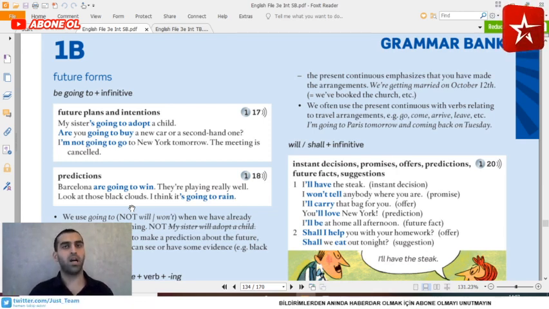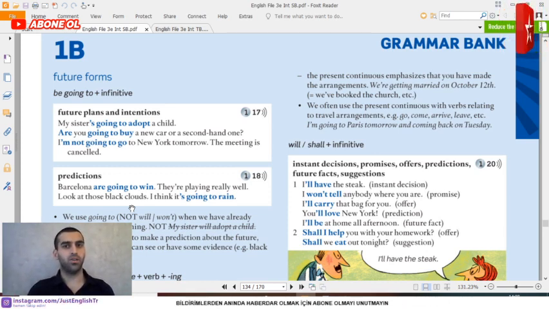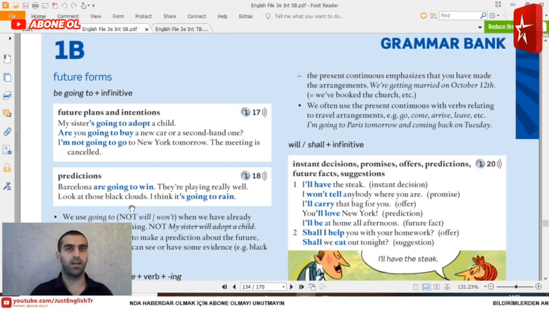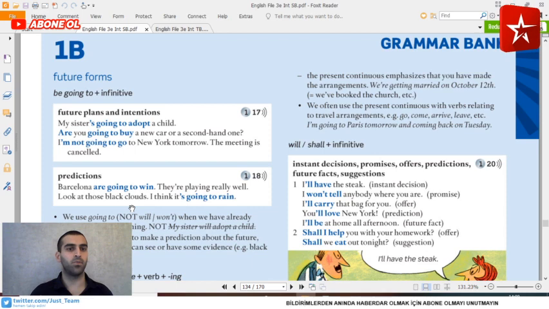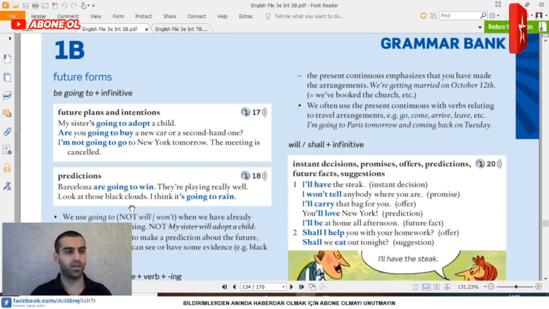Okay, let me make a sentence for you. For example, I have 100,000 Turkish liras and I want to buy a car. I planned it a few months ago and I say I'm going to buy a car. Okay, I am going to buy a car. I'm gonna buy a car.